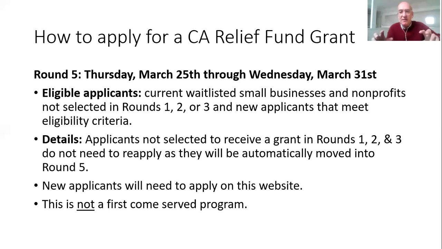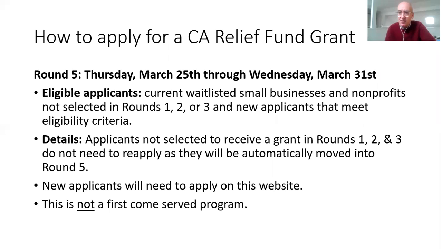Applicants not selected will be automatically moved into round 5. So if you were a business owner that made an application earlier in the year and you were waitlisted, that was the word that Lendistry used, so you weren't approved and you weren't rejected, you were waitlisted, then you'll be considered automatically for round 5. But if you're new and you've not made a previous application, you will have to apply. And you'll need to apply on the Lendistry website.